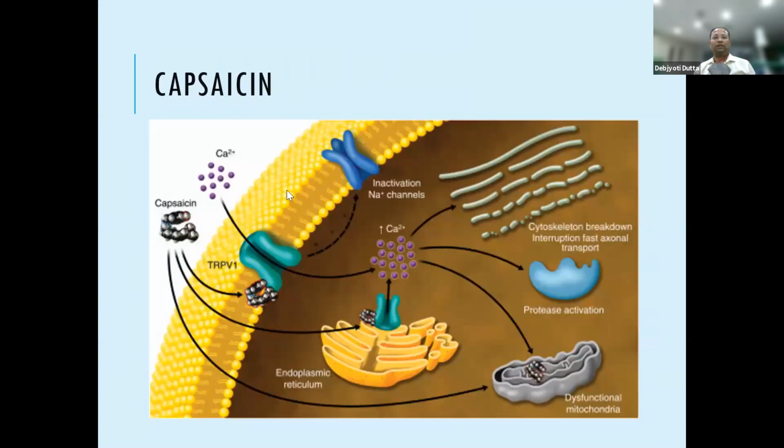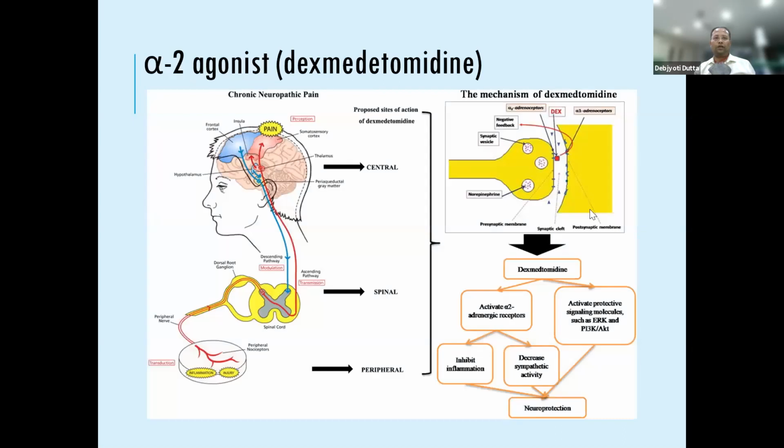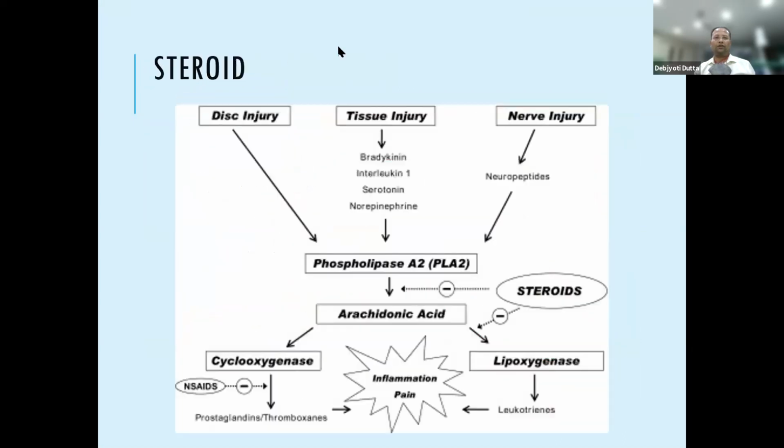And then capsaicin acts on the TRPV1 receptor. The TRPV1 receptor is in the transduction part, the first part. These other drugs I am not going into, as they are not much important.